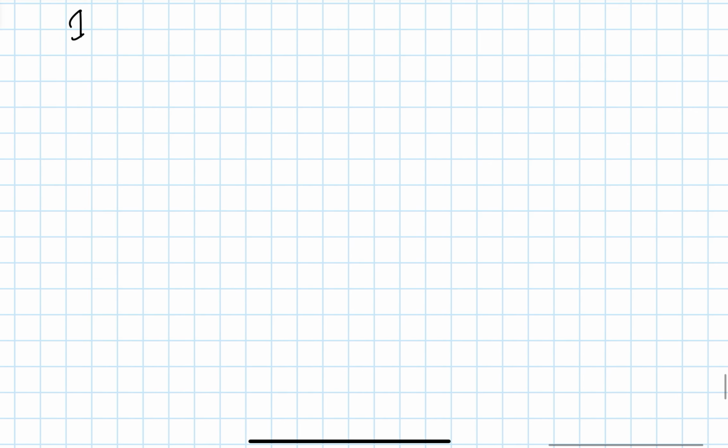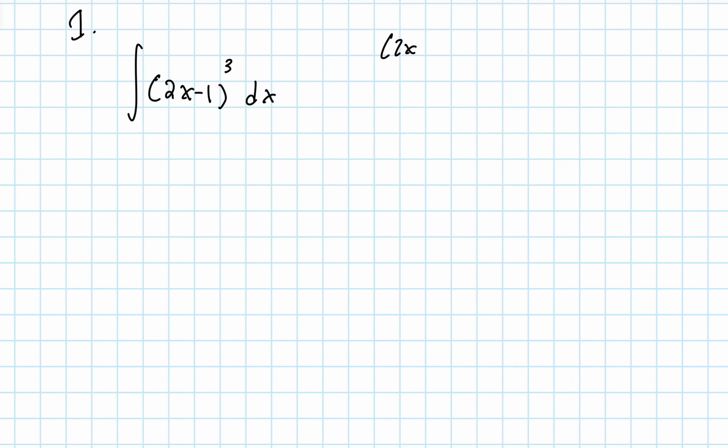Our first example is to integrate the function (2x minus 1) to the third power with respect to x. You might be wondering if we could just expand the function, but to do that you have to multiply 2x minus 1 by itself three times, and it's really difficult to expand the function and then integrate everything. However, with U-Substitution, it's very easy to do this.